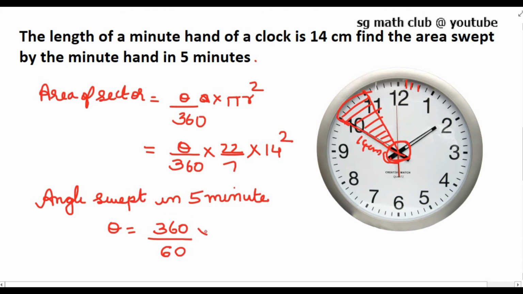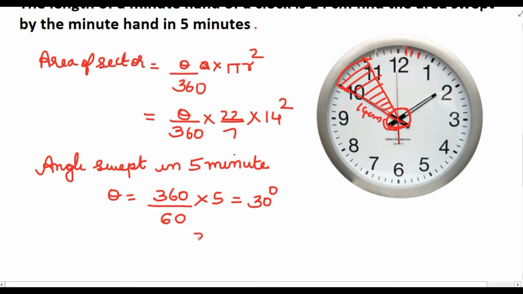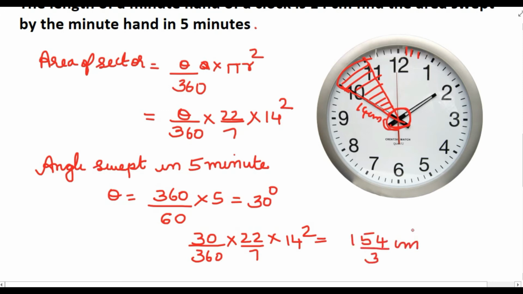Now for 5 minutes, we have to multiply with 5. So we will get theta as 30 degree. Now we can substitute in this formula and find out the answer. What will be the area swept in 5 minutes? It is 30 by 360 into 22 by 7 into 14 square. When you simplify this, we will get 154 by 3 centimeter square.